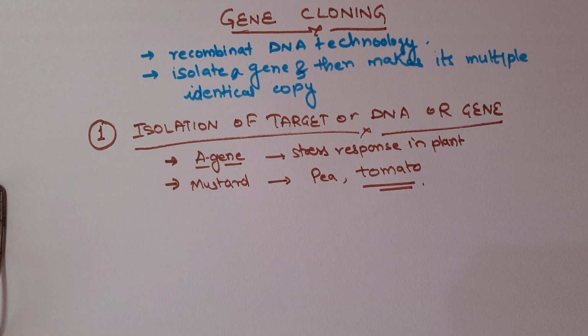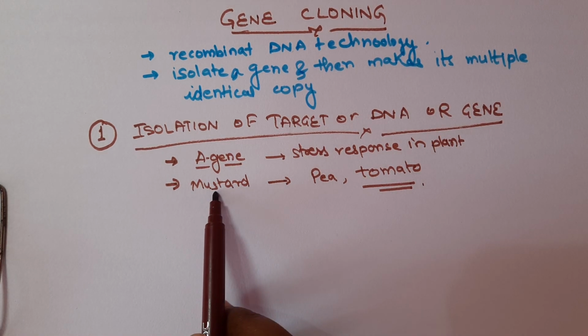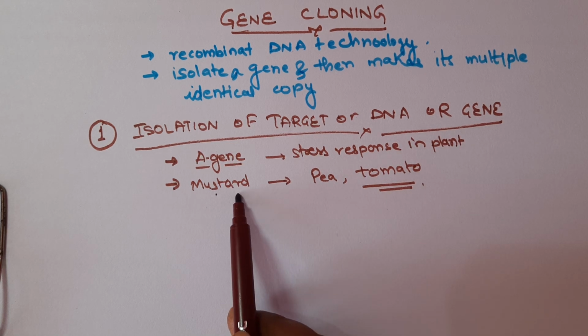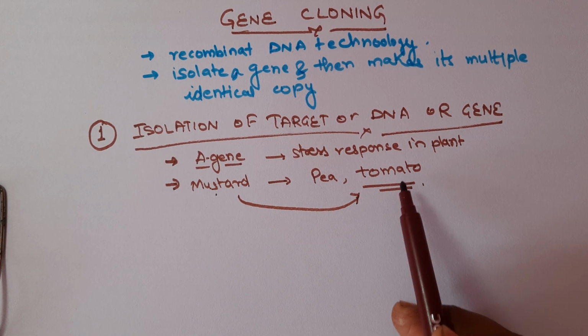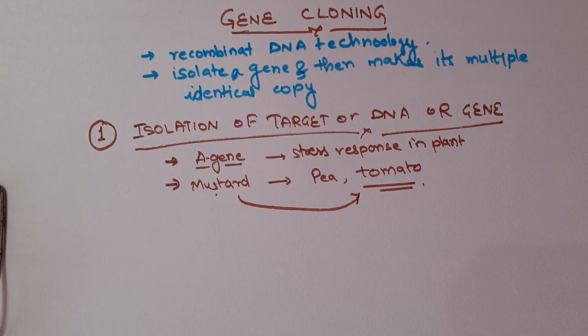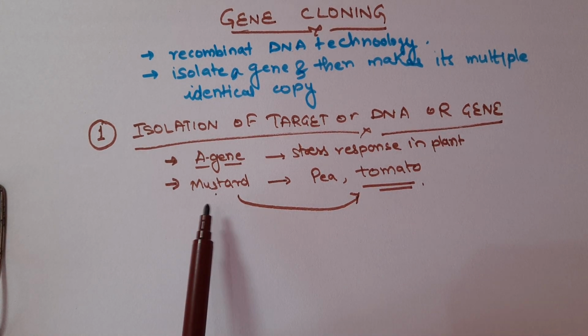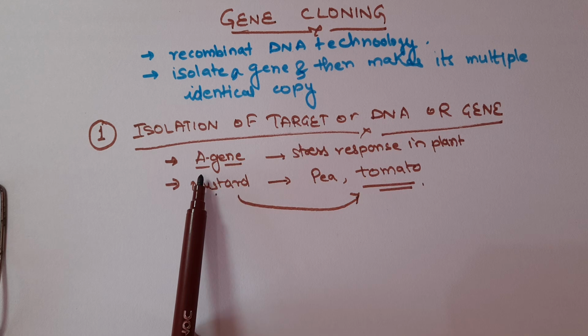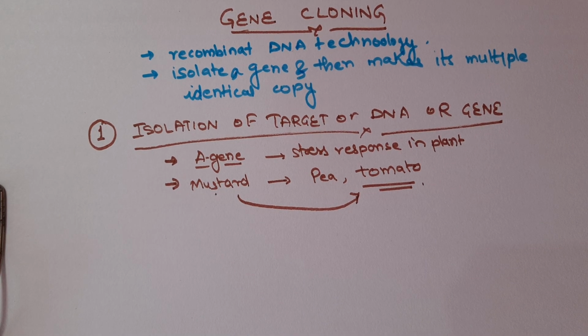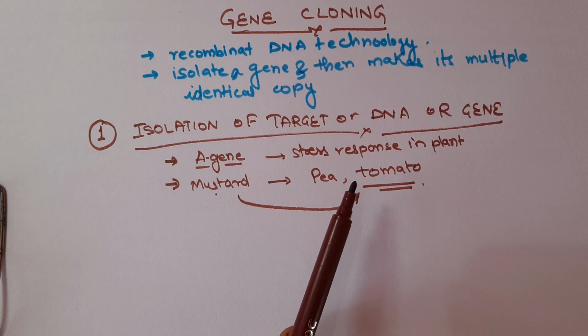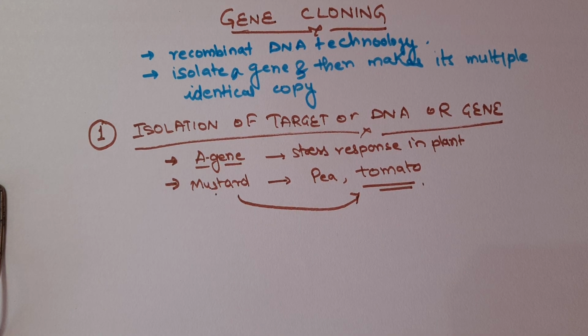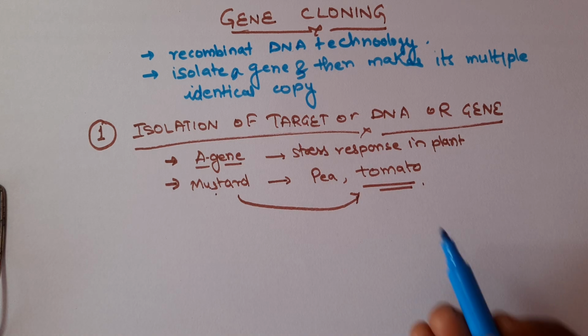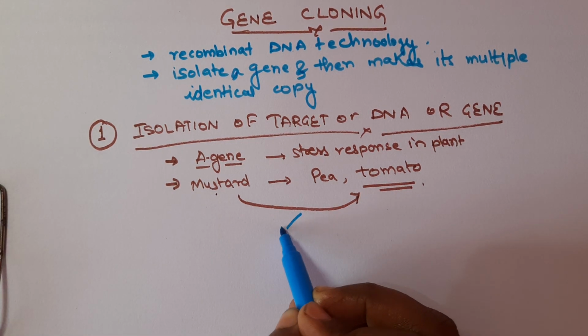So what I want is to transfer this gene of the mustard to the tomato, so that my tomato plants have stress tolerance. This stress tolerance is observed in the mustard because of the presence of this gene. So first of all, in the process of gene cloning, isolate the gene of interest. First select which gene you want to clone, and then go for its isolation.